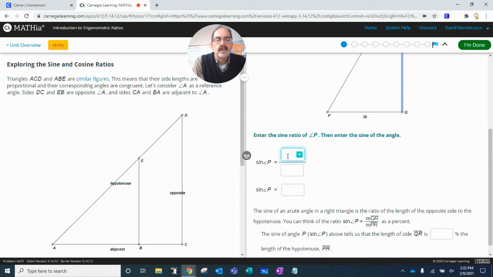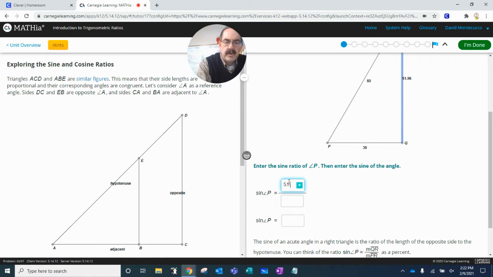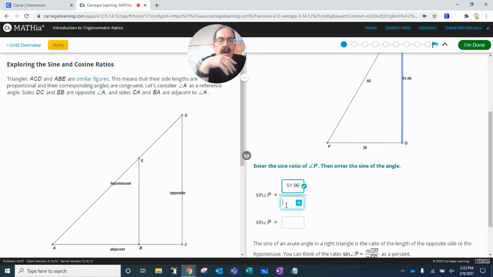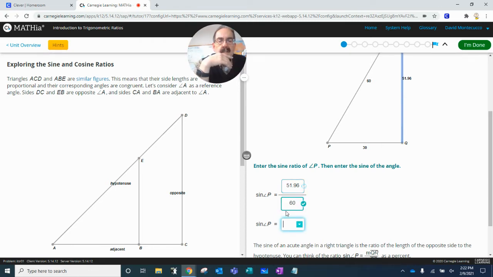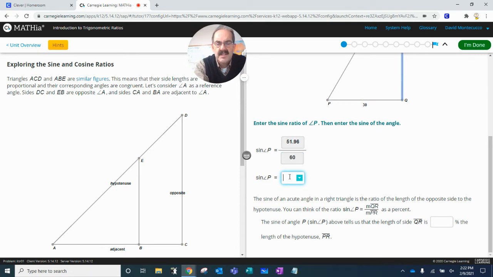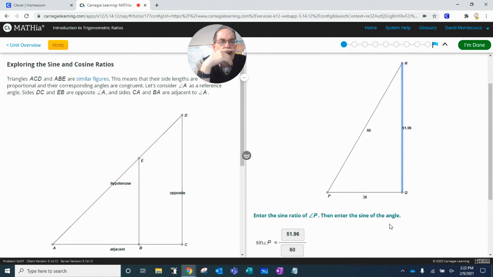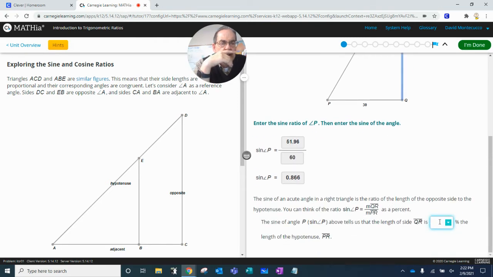SOH, SOH. So the opposite, 51.96, hypotenuse, 60. Sine of angle P as a percent. So let's just go 51.96 divided by 60. The sine of angle P above tells us that the length of side QR is 0.866 percent. So we have to have a percent.